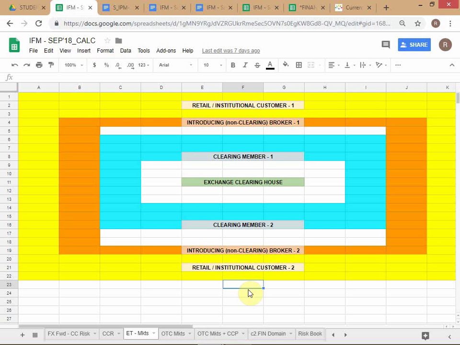Okay, so the point is that you cannot even do a trade in a futures contract on an exchange unless you have first put in the initial margin, and the initial margin goes through this entire chain. You will deposit the initial margin with the IB. The IB will deposit with the CM, and the CM will deposit with the ECH. And all the CMs have to have fairly well-funded accounts at the ECH. That's why they deal with the CMs.